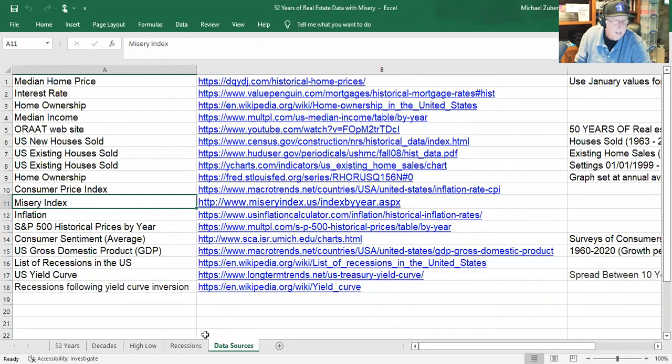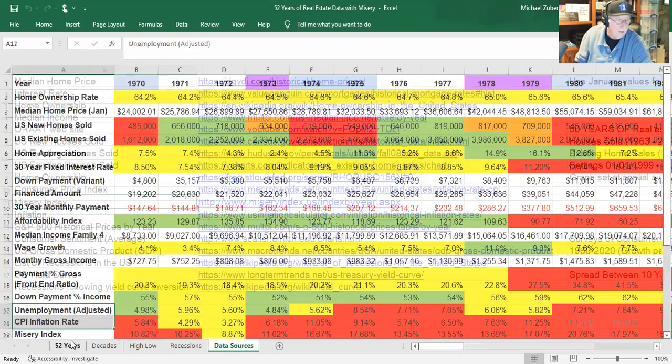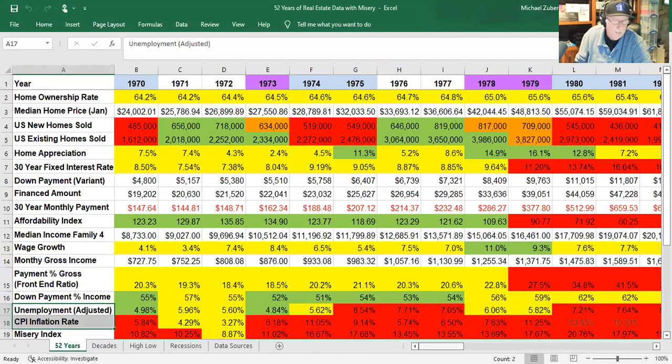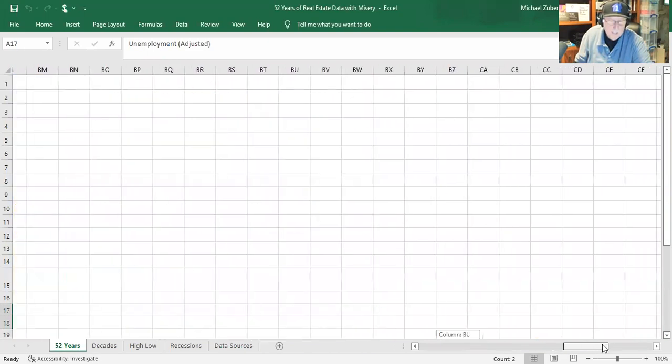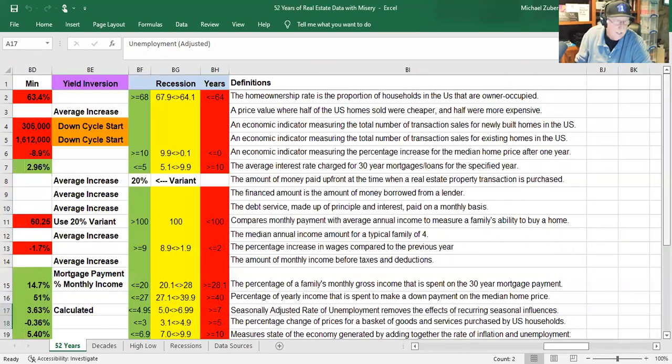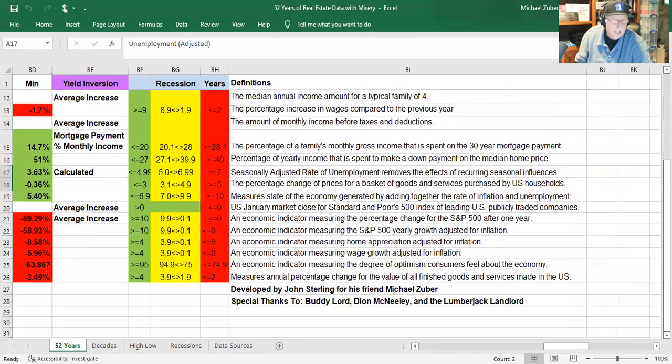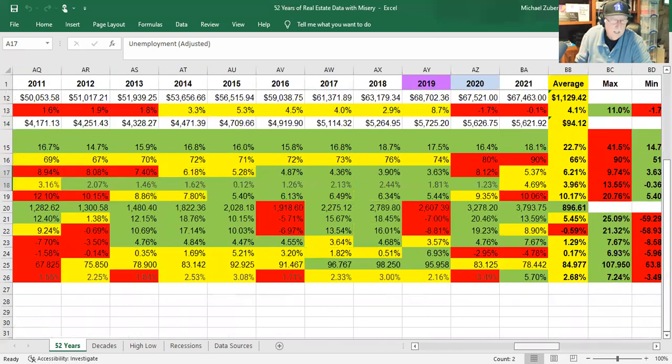You also have a dedication. Where is that? At the end of the 52-year spreadsheet. So it's on the first page. My mistake. One thing I want to make sure we do is give credit where credit is due. And there it is. It is being edited and updated seemingly weekly by John Sterling. So again, this is all there for you. It's given away for free.